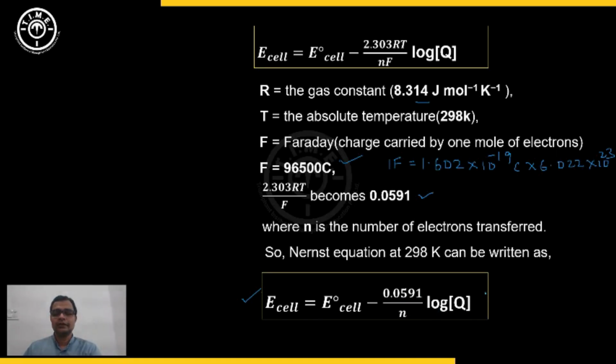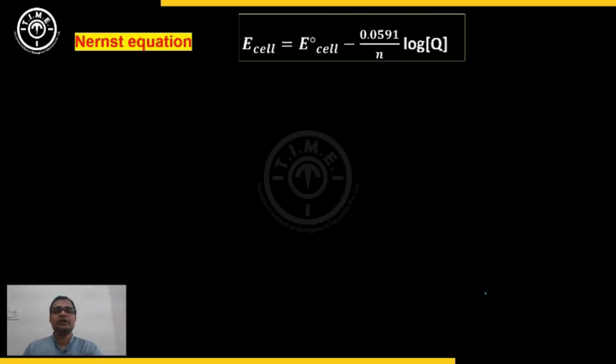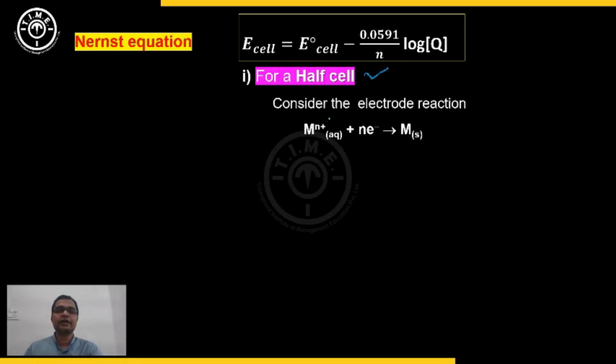Now, how this Nernst equation is applicable to different electrodes and cells, that we have to see. Here I am applying this Nernst equation to this half cell. Half cell is nothing but an electrode only. Here I have taken a metal electrode. In the metal electrode here, the metal ion is reduced. So M n plus ion is reduced to metal.